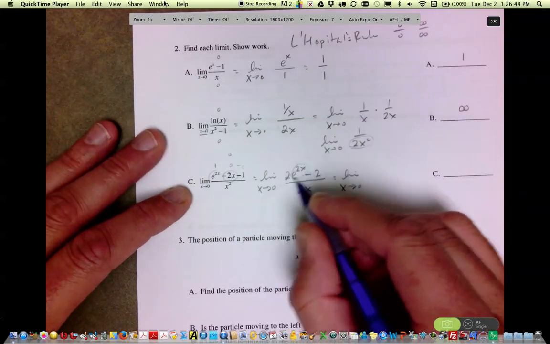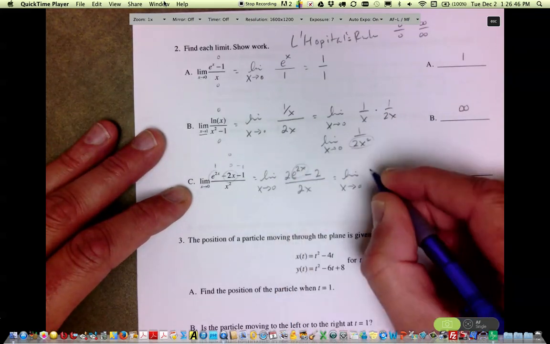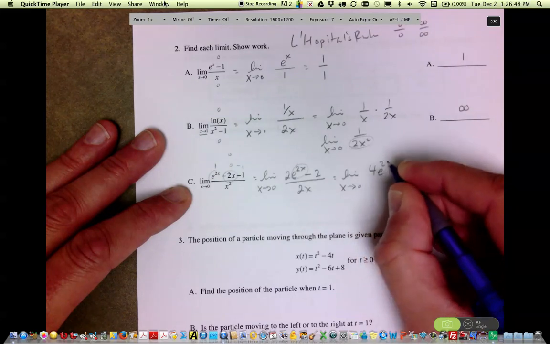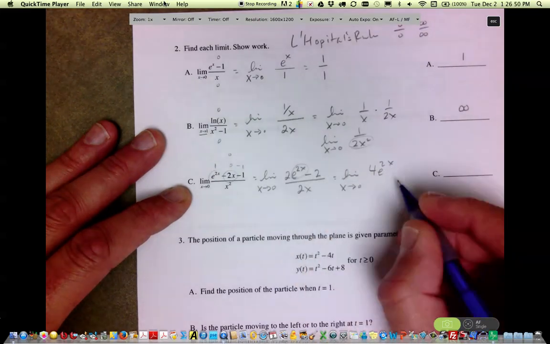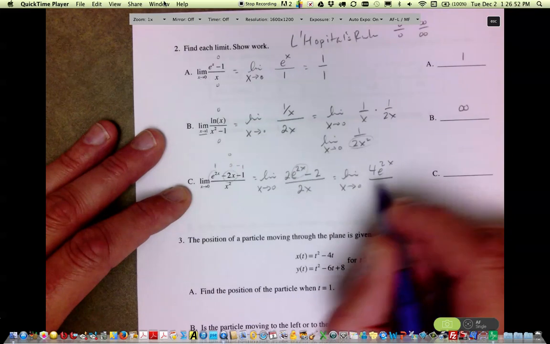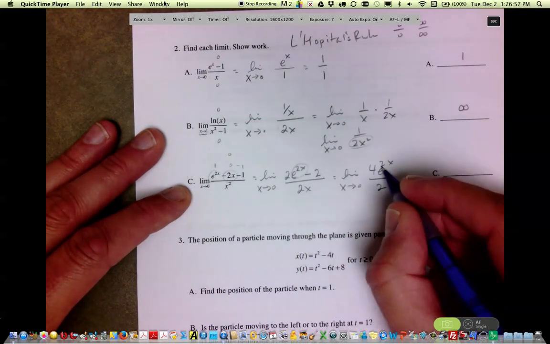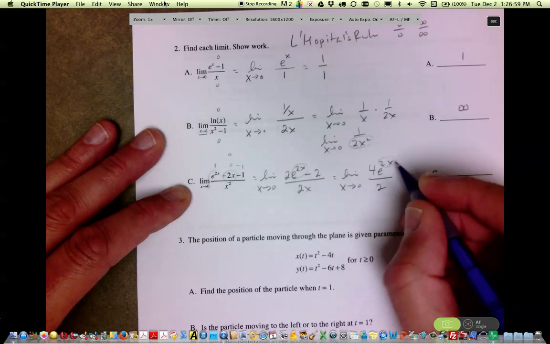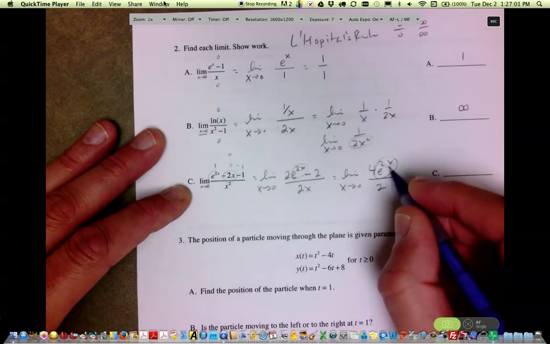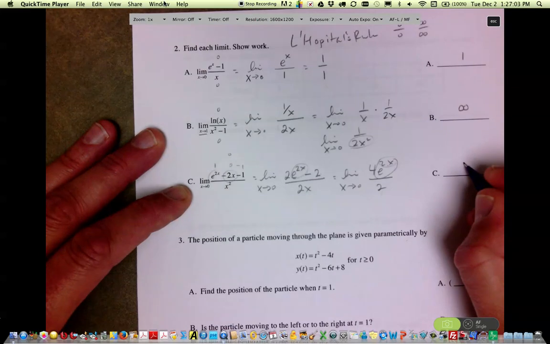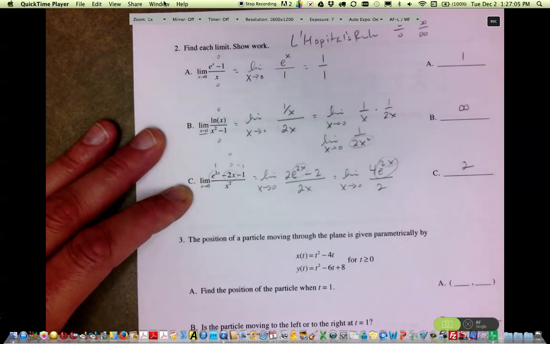Take the derivative of this. The derivative of that is going to give me 4e to the 2x. The derivative of negative 2 is just going to give me 0. And the derivative of 2x is 2. Now as x gets close to 0, e to a number close to 0 is going to be close to 1, so we're going to get 4 divided by 2, which is 2.